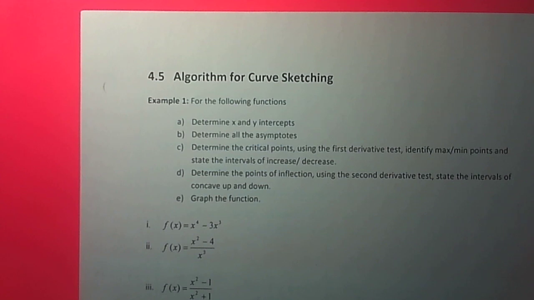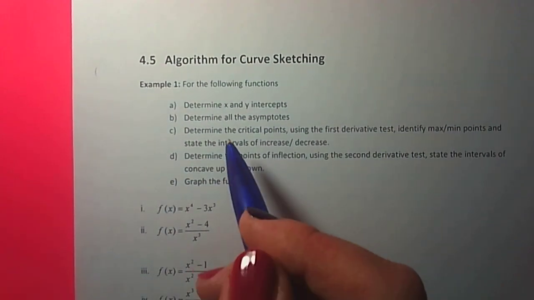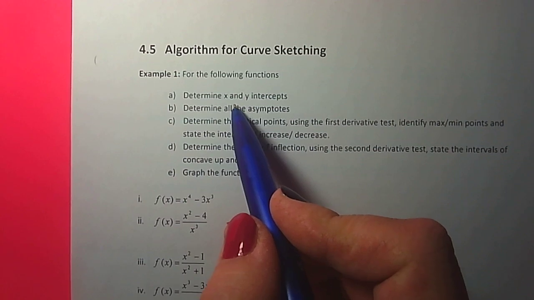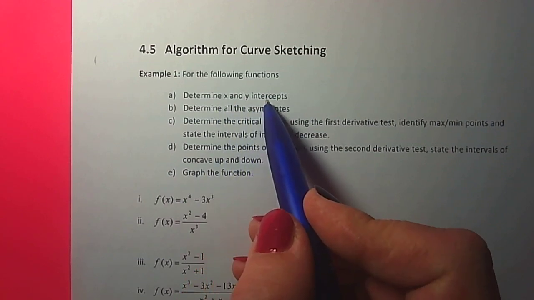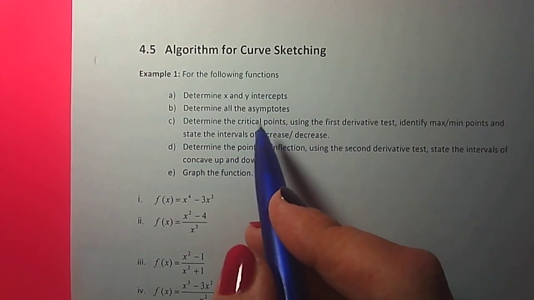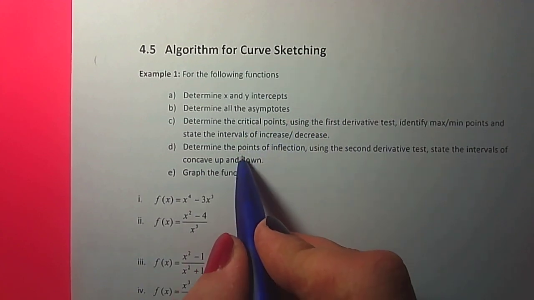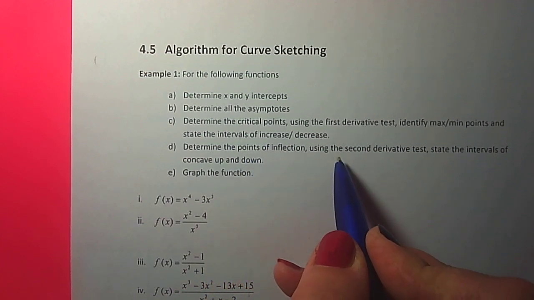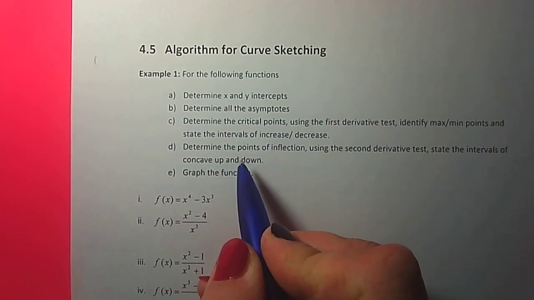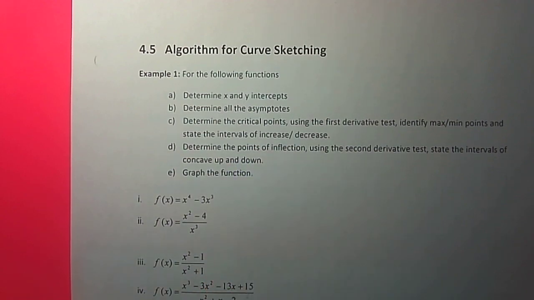So that corresponds to 4.5 in your Nelson textbook. When we are sketching a curve, we need the following information: x and y intercepts, asymptotes, critical points using the first derivative test, points of inflection using the second derivative test, and finally we are going to sketch the graph using this information.